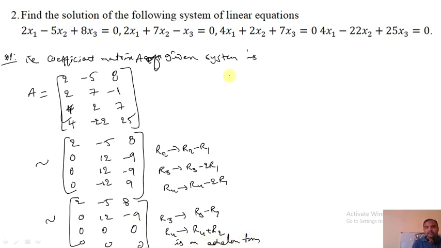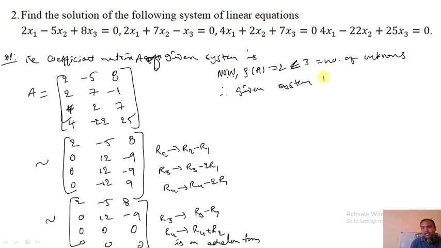Echelon form. Therefore rank of A is 2. It's less than 3, the number of unknowns. But unknowns is 3. That's less than 3. Therefore the given system has infinitely many solutions. Now you have to find those solutions.